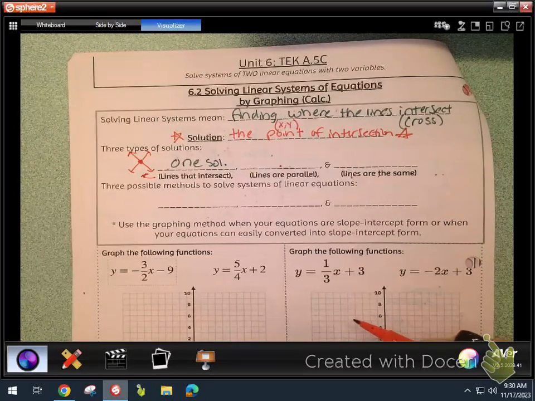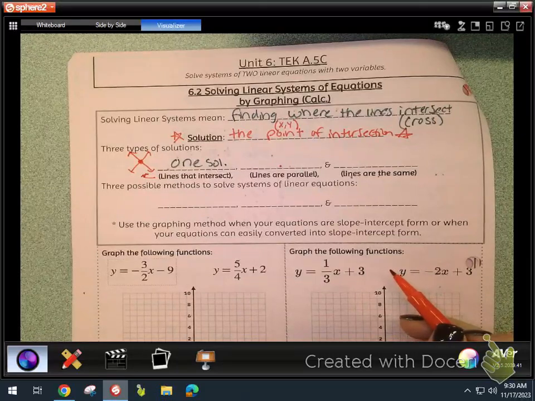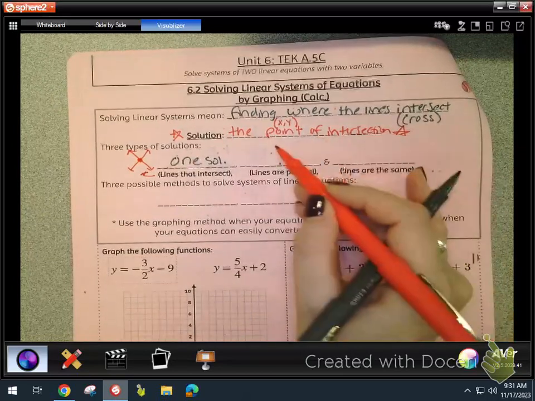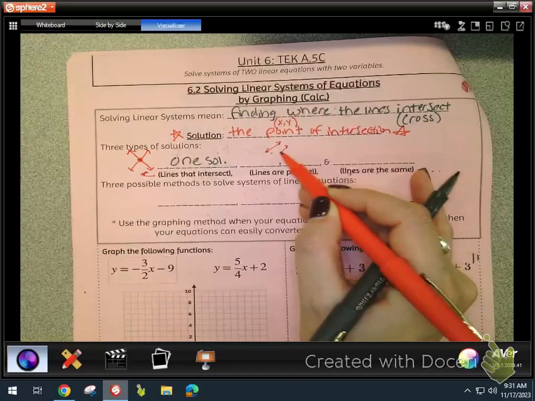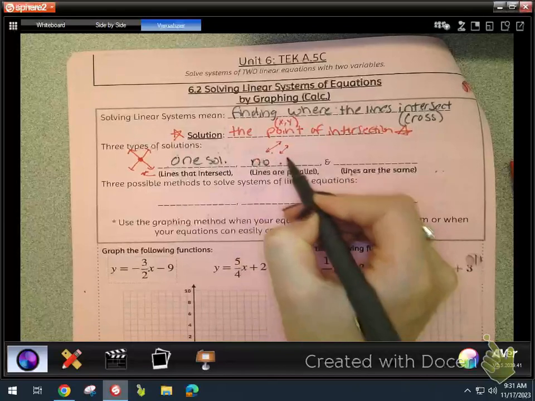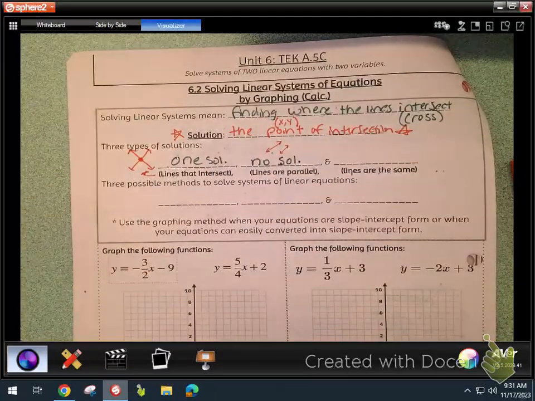But you can have a couple other cases. You can have lines that are parallel. And what do we know about parallel lines? They have the same slope. What else do we know about parallel lines? They do not intersect. So if you have two lines that do not intersect, do they have a solution? No. So you might have a case where there is not a solution, and that means that those lines you're looking at are parallel.